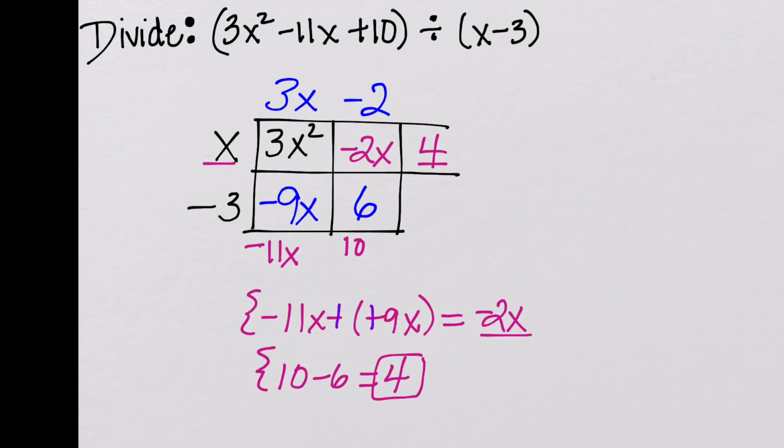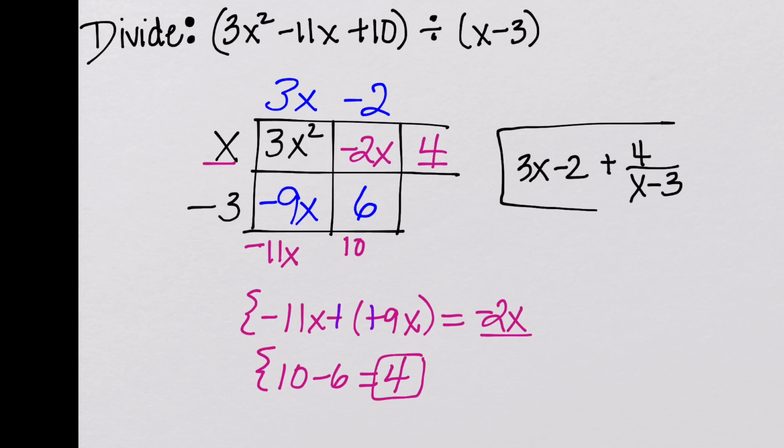Now the question happens, how do we write out our answer? So we take the 3x minus 2, that's the first part. So we have 3x minus 2, and then our remainder is 4. So we have 4 left over, but that's 4 over what we divided by, which is x minus 3. And that is our final answer.